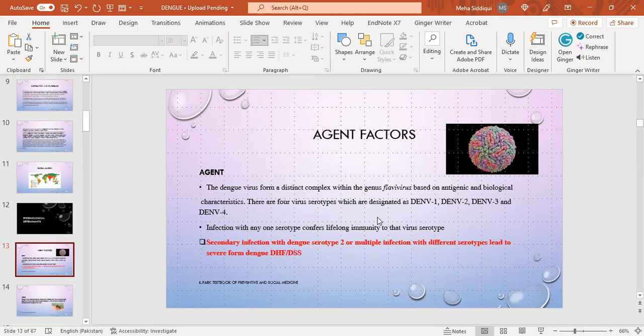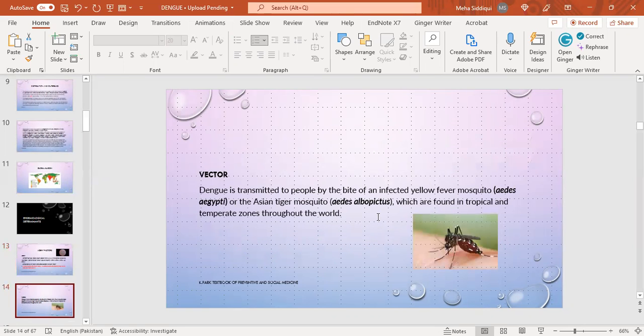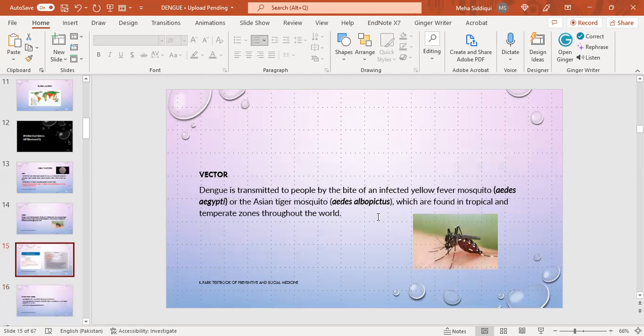Vector. Dengue is transmitted to people by the bite of an infected yellow fever mosquito Aedes aegypti or the Asian tiger mosquito Aedes albopictus, which are found in tropical and temperate zones throughout the world.